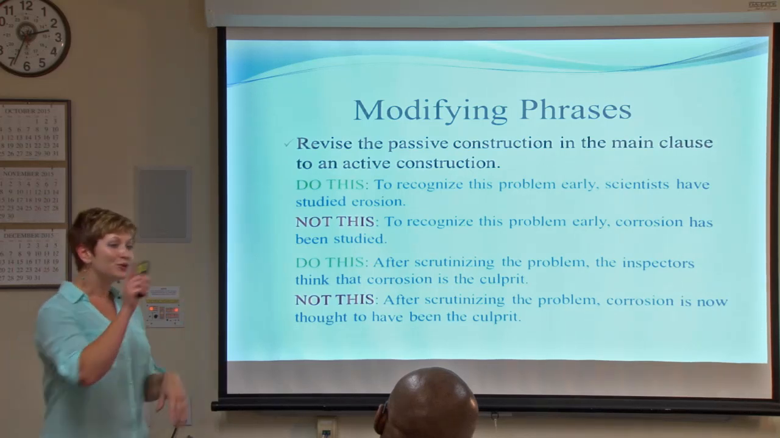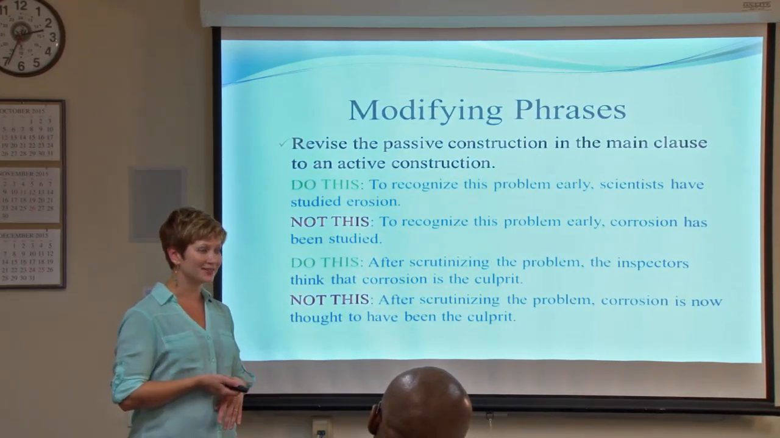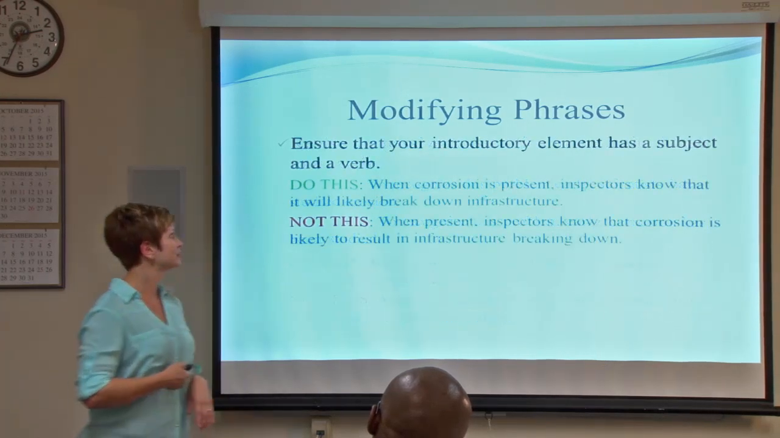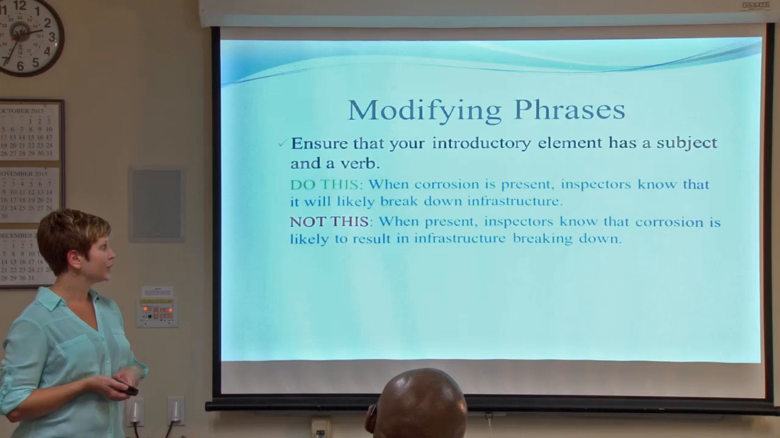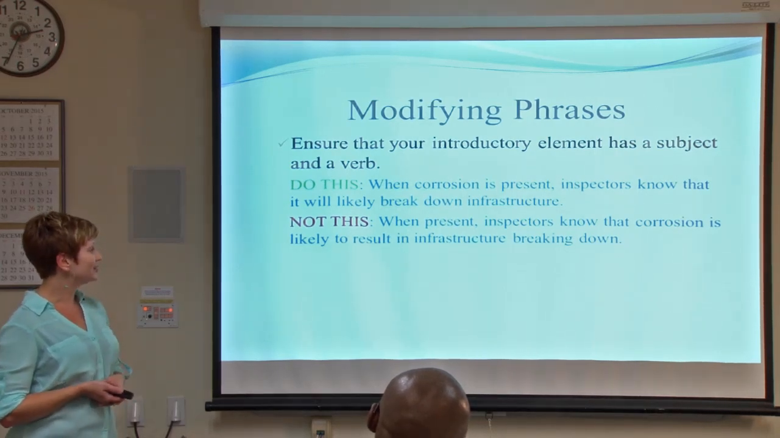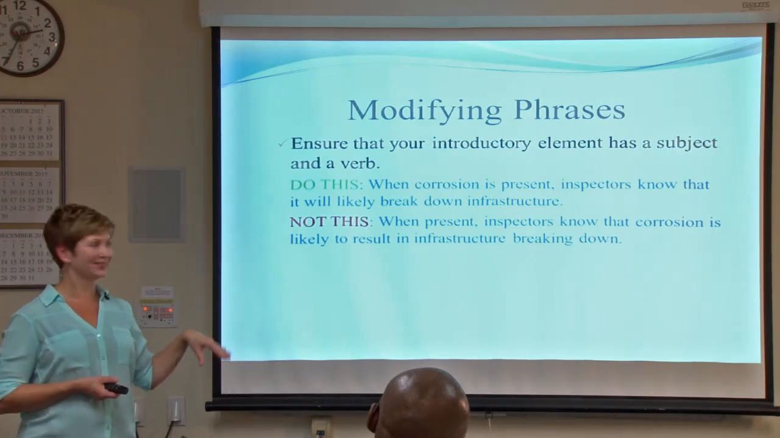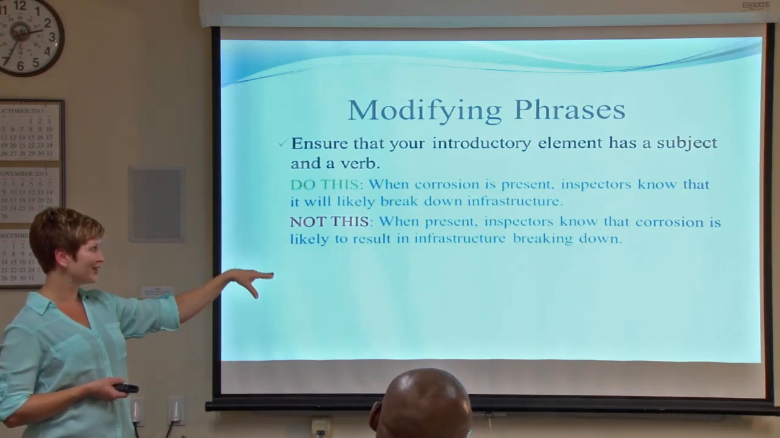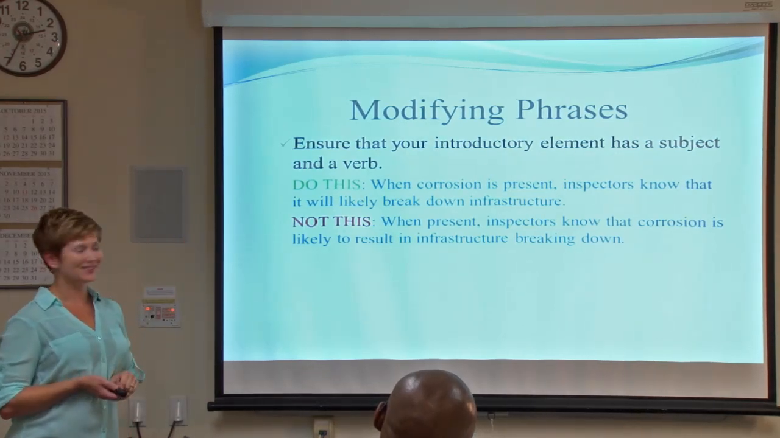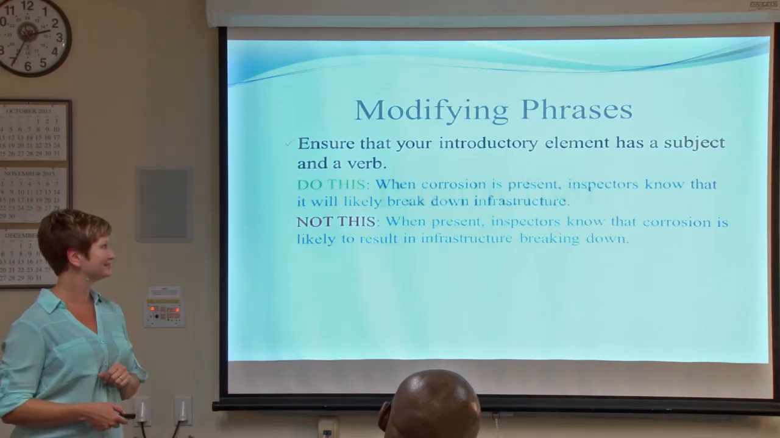So if you see a comment in your writing from an advisor or an instructor and it says dangling modifier, return to this, and I guarantee you've done one of these. Here's one other form. When present, inspectors know that corrosion is likely to result in infrastructure breaking down. Now, who is present here? When present, is it the corrosion or is it inspectors, right? When corrosion is present, inspectors know that it will likely break down infrastructure.